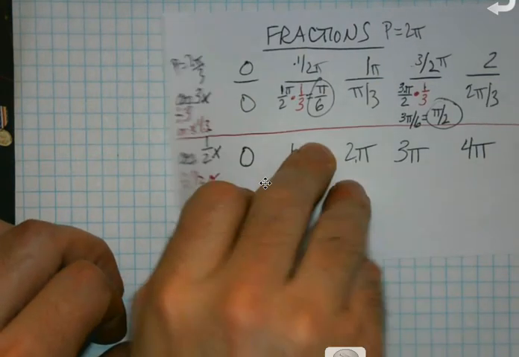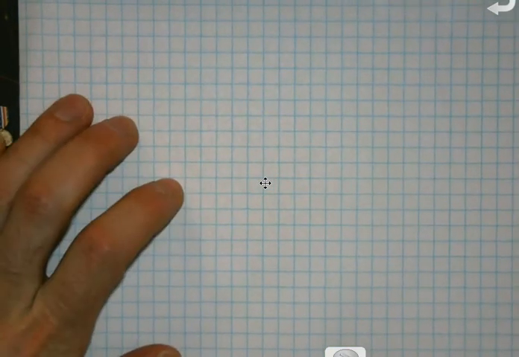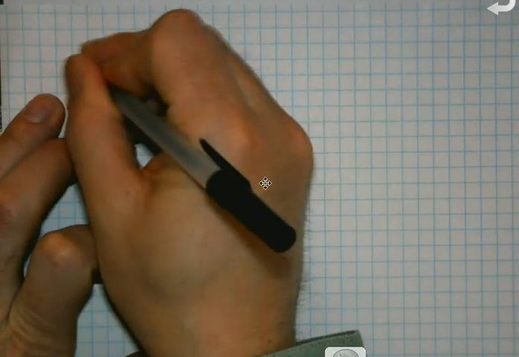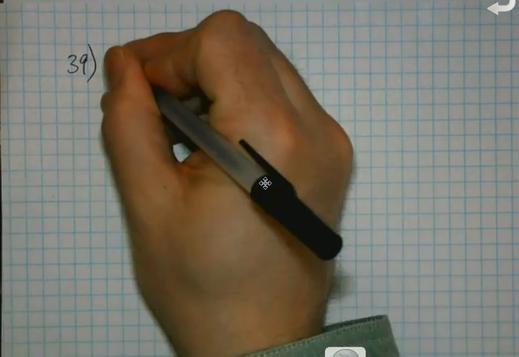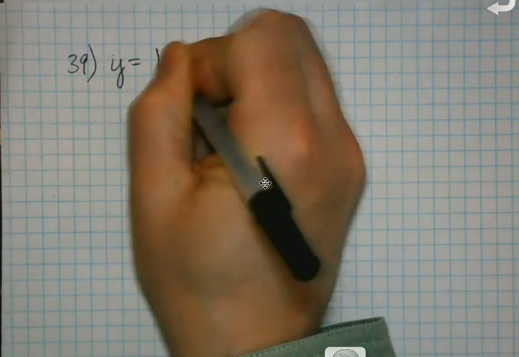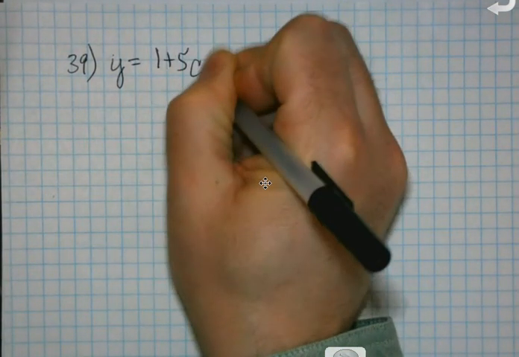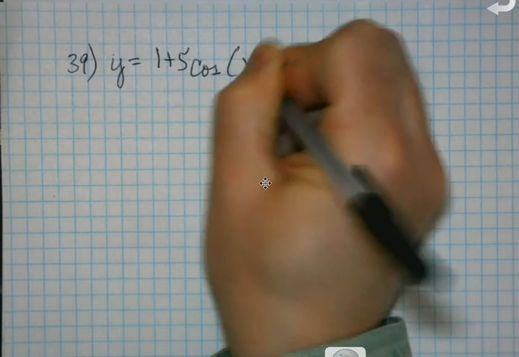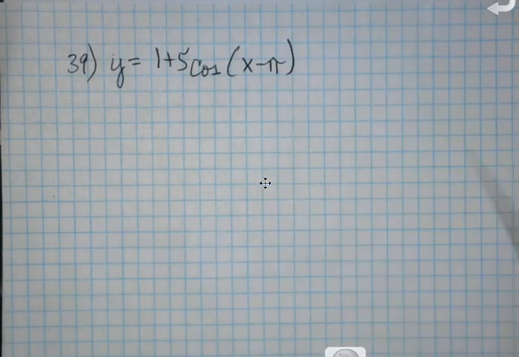So, with that in mind, put this over here for a second. All right, 39 in the book I've had requested, and then if we want to jump to some of the ones in other places too, we can do that. All right, so 39. 1 plus 5 cosine of x minus pi. Okay, let's see what we got working here.